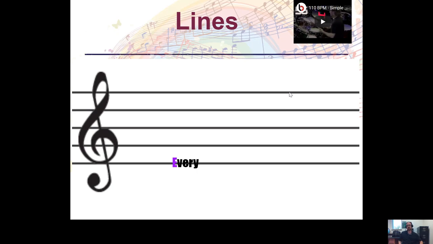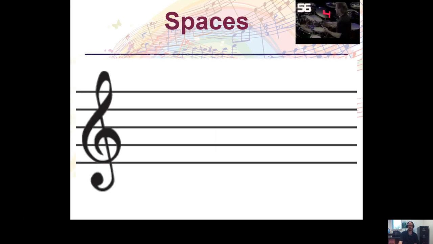We have our tricks to remember the names of notes on lines and spaces. Like Every Good Boy Does Fine. Yippee, yippee, yay. Help us remember the names of the notes on the lines. E, G, B, D, F. And we also have tricks to remember the names of notes on the spaces. F, A, C, E, face on the space.